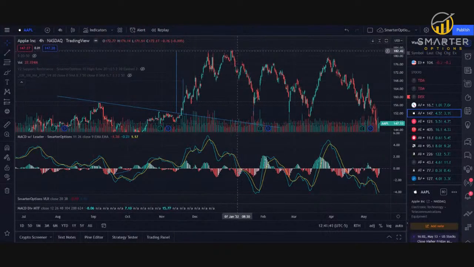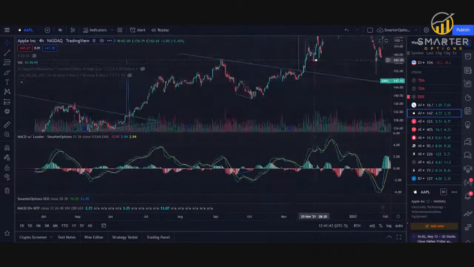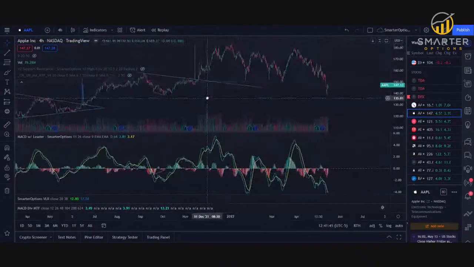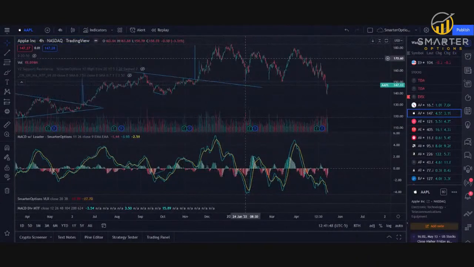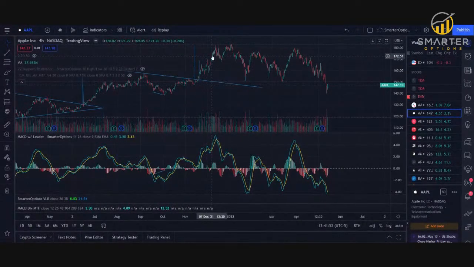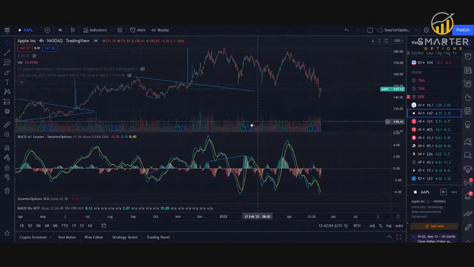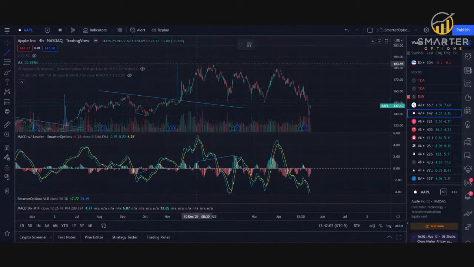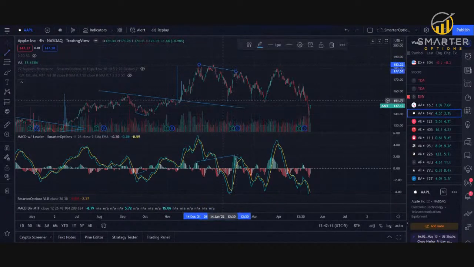Let's see here. And you can go back a ways. You can find bigger ones. Let's look here real quick. Here we go. Here's more of a bearish divergence. Here's a high. So this is increasing upward. Meanwhile, during that same time, we were going down. This is a bearish divergence.